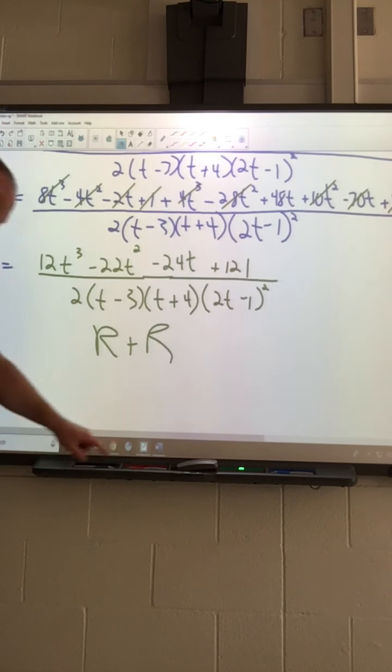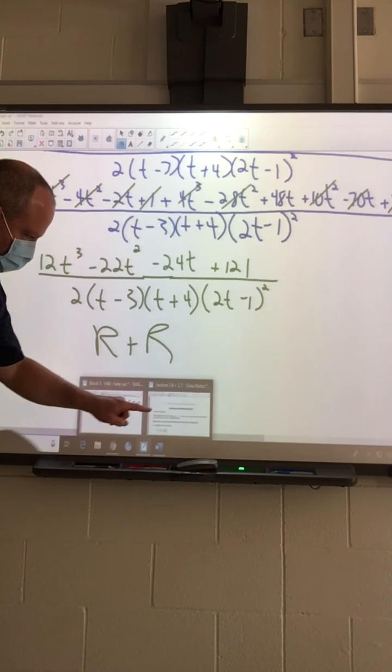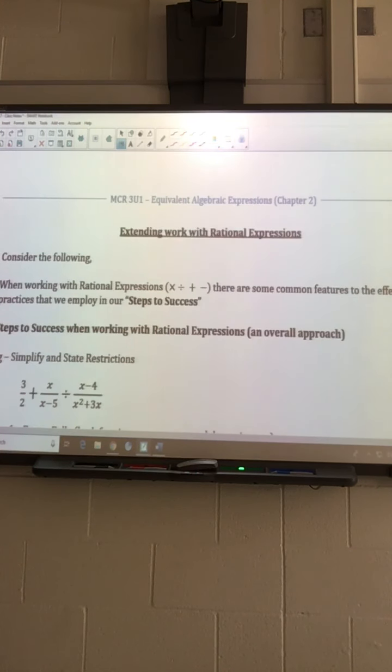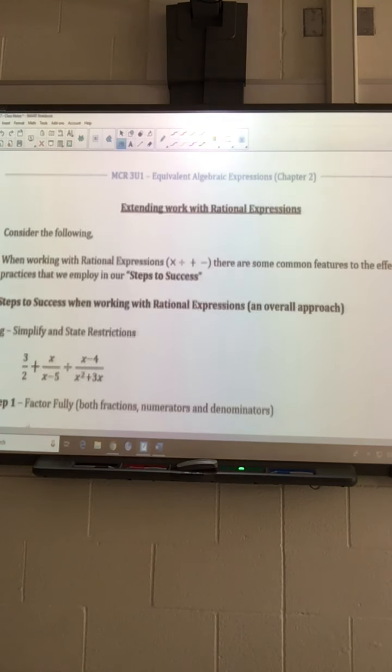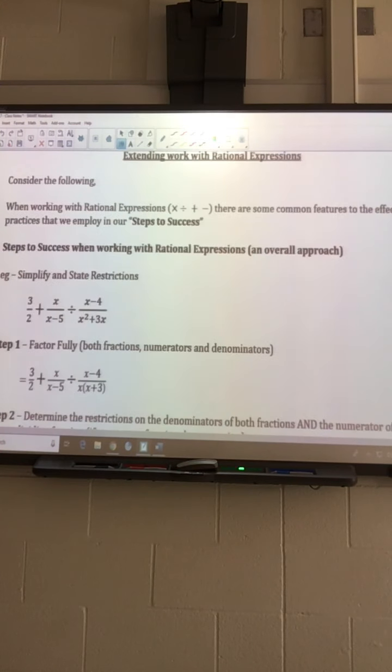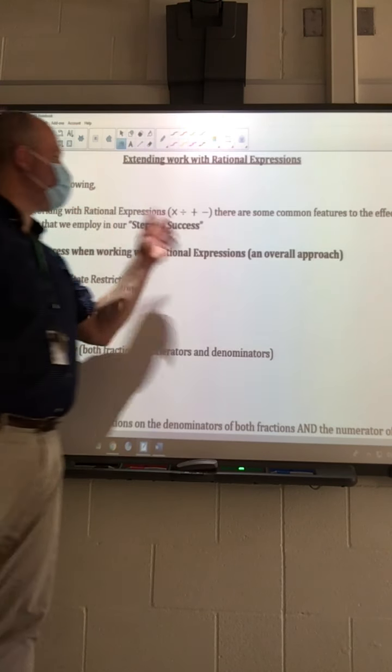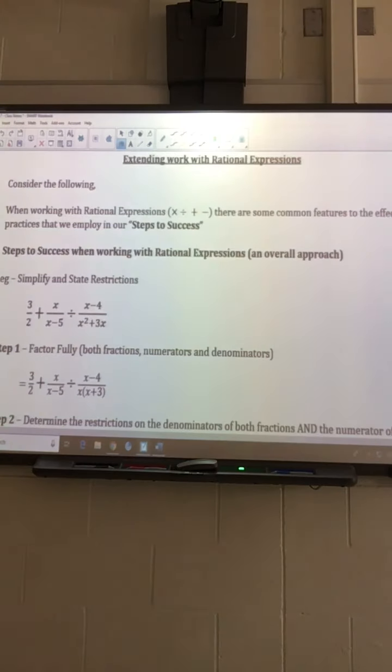Which brings us to our lesson. And the lesson part isn't really long, you already know how to do this, okay? All right, so consider the following. When working with rational expressions, multiplying, dividing, adding, subtracting, we talked about those steps to success. What was the first step in everything that we did? Factor. What's the second step in everything that we did? Things that won't work. Right, restrictions. Restrictions. But yeah, that works too.